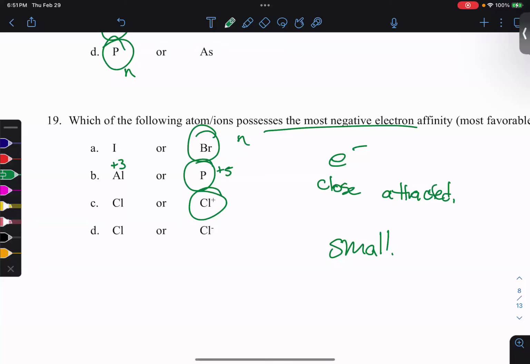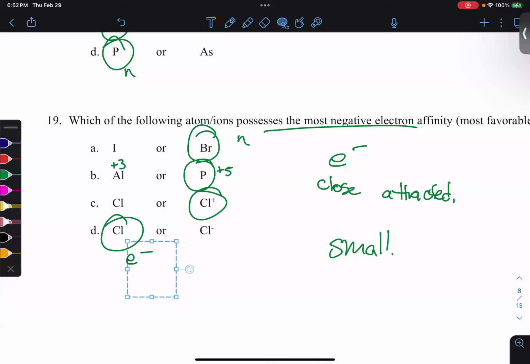Plus, why? It's smaller. Also, remember, electrons are negatively charged. Yes, this chlorine has a +7 Z effective, but this chlorine plus has a higher Z effective and it's already positively charged. There's a lot of attraction right here because this chlorine plus is already positively charged. Okay, last one, chlorine or chlorine minus? Just regular chlorine, yes, that one.